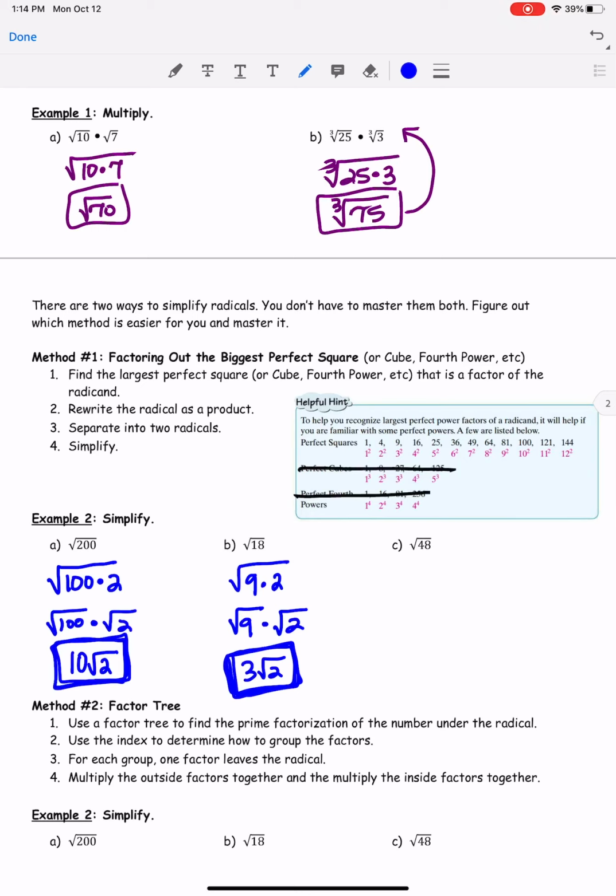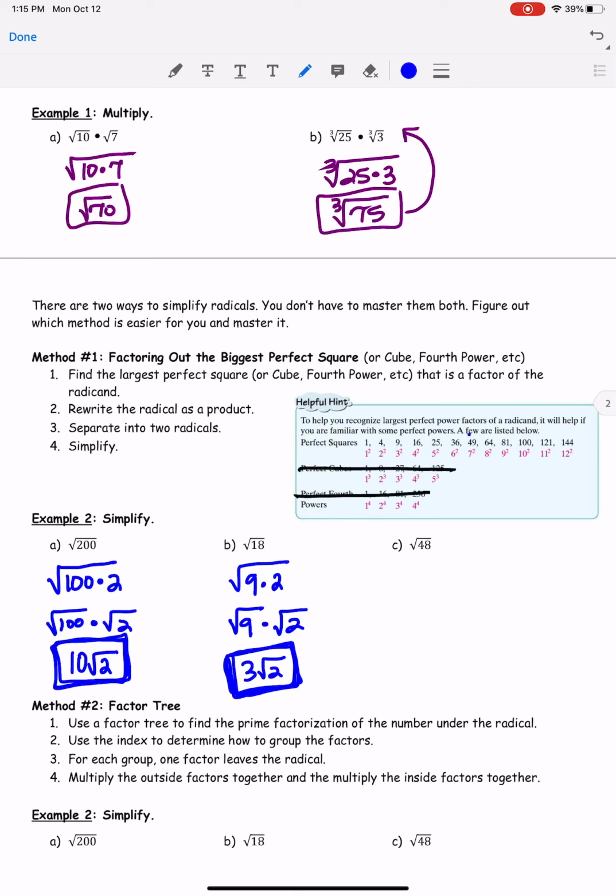Now, I use method 1 when I can easily see, hey, 100 divides into 200. Hey, 9 divides into 18. But when I look at 48, it doesn't really jump out at me what perfect square jumps in. So for something like 48, I might use method 2 down here. But for the purpose of this, we're going to go ahead and do it by method 1 as well.